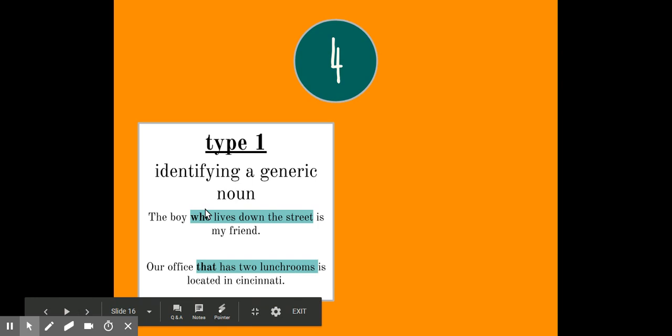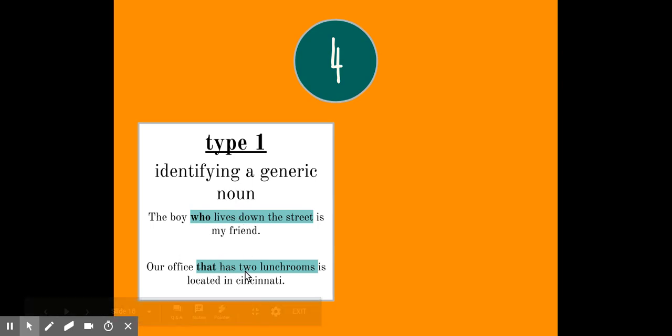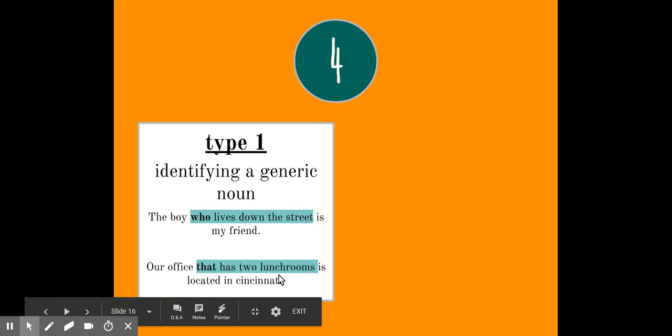So there are many offices. These restrict, it tells us which one we're talking about, okay? And they change the sentence when they're in there. If we delete that, the sentence means something else.